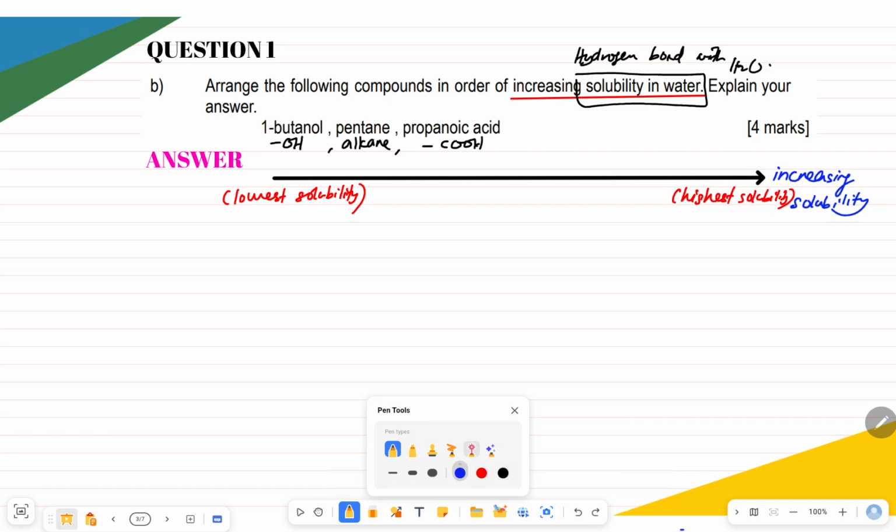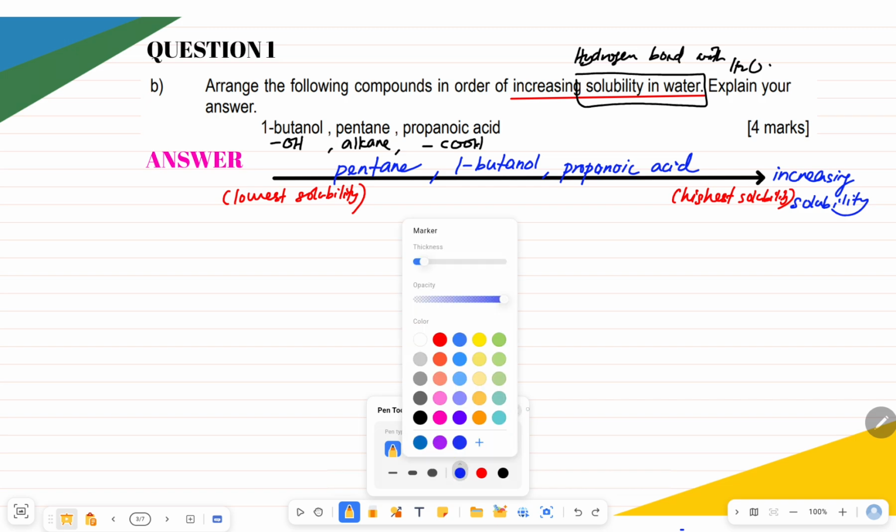So first, alkane cannot form hydrogen bonds with water at all, because hydrogen bonds must be between either FON atoms, fluorine, oxygen or nitrogen atoms. So because pentane alkane doesn't have any of these FON, it cannot form hydrogen bonds. Next, butanol has OH, so it can form hydrogen bonds with water. And propanoic acid has 2 O, COOH, so it can form the most number of hydrogen bonds. Therefore, the solubility will be the highest in water.